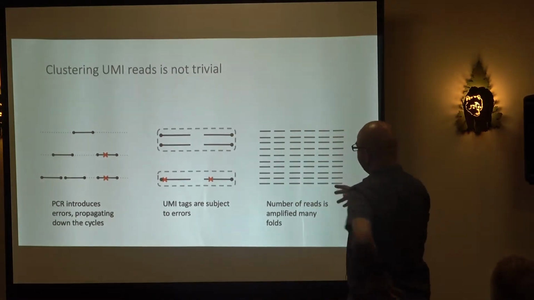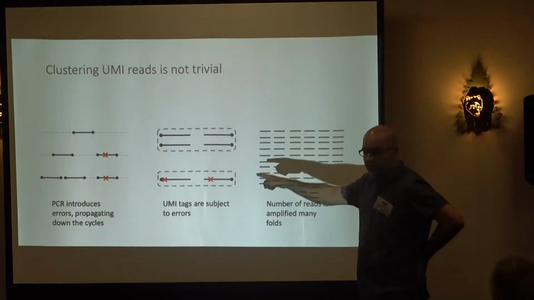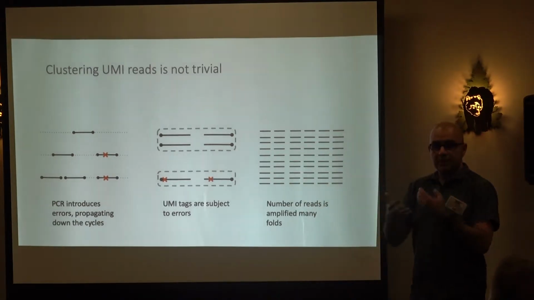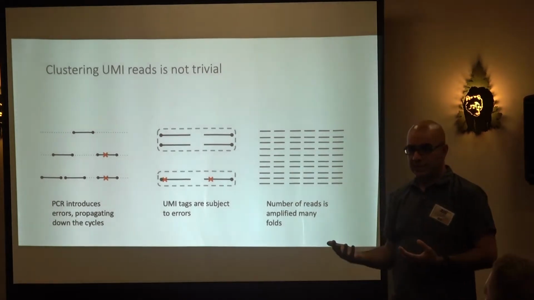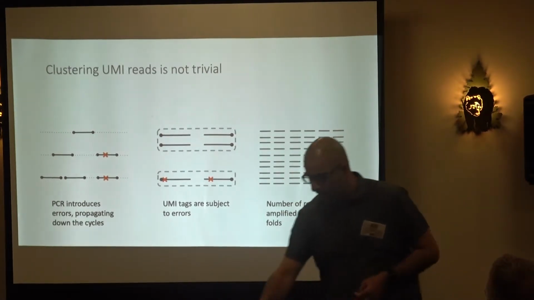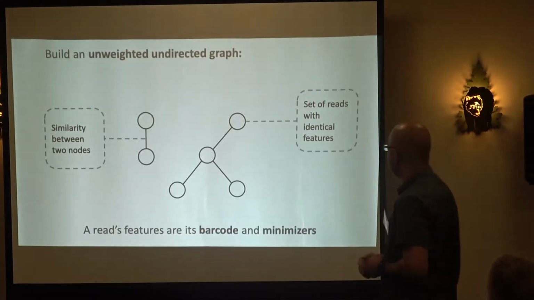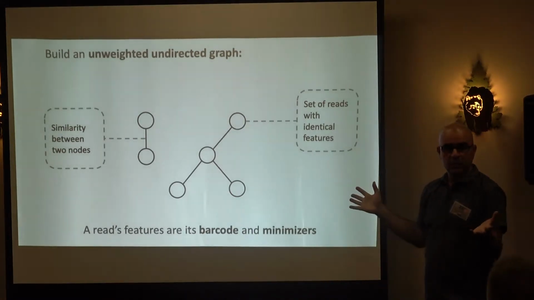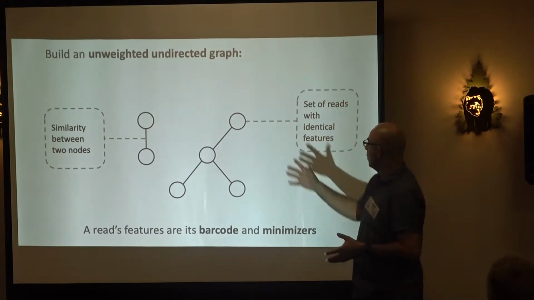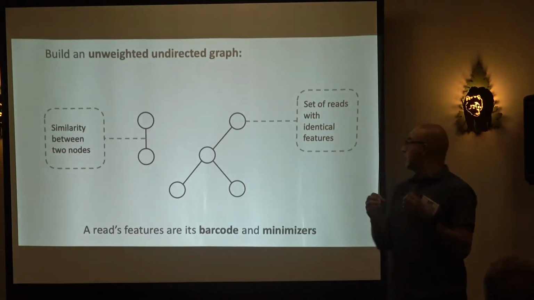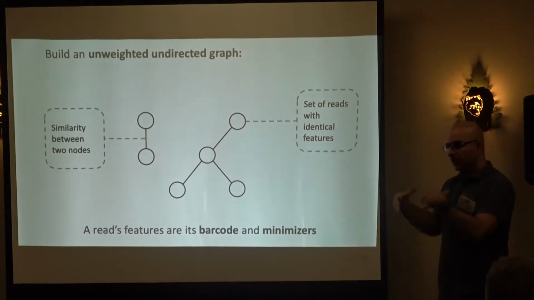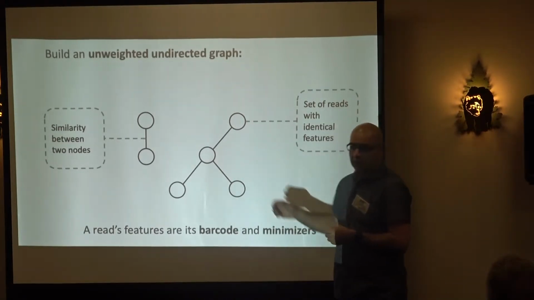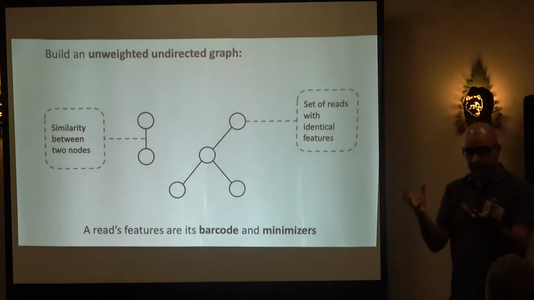But it is not very trivial because the UMI itself, these barcodes that you're attaching, can also undergo mutation through the PCR cycles as well as the sequencing. So how are we going to solve this problem? We try to build an unweighted, undirected graph of whole reads. Basically, each node is a set of reads with identical features, and I'll get to what the features are. And an edge exists between two nodes if they have similar features.